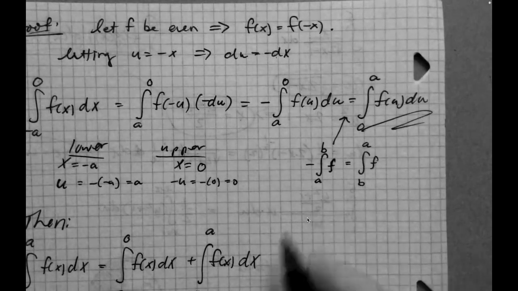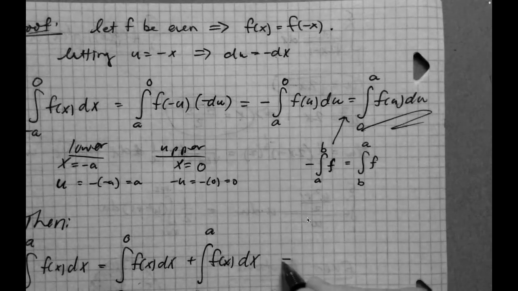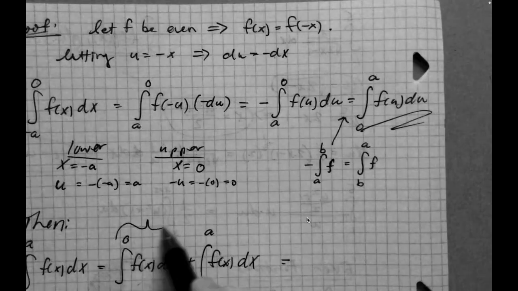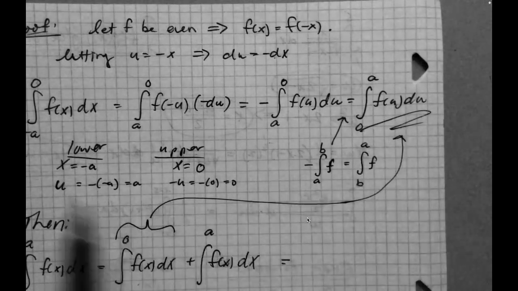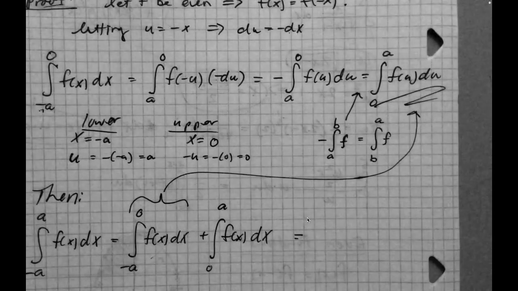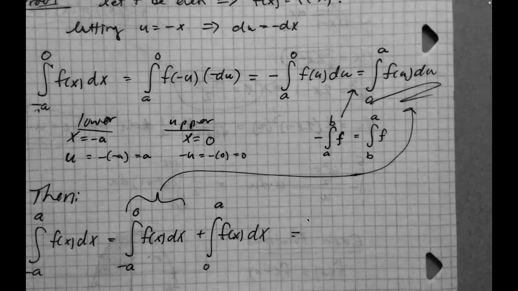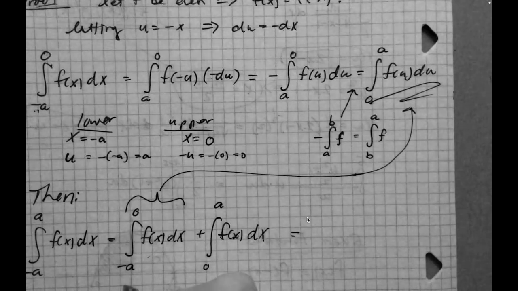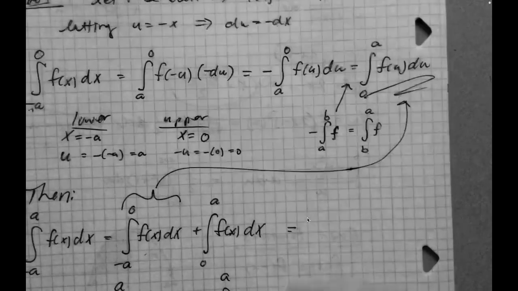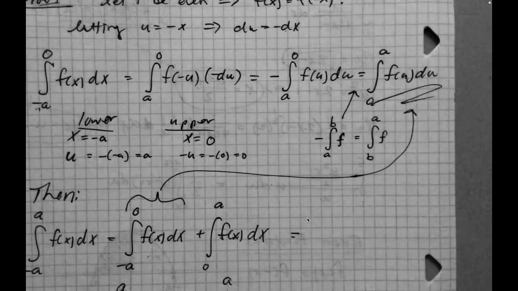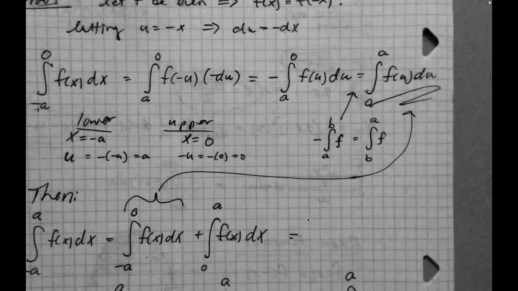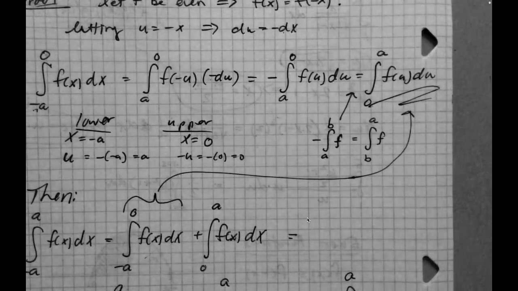And this one down here, right, we just saw that this piece here is right there. So negative a up to 0 is the same as this. And so basically I can substitute that in. 0 up to a of f of x dx plus 0 up to a of f of x dx, and obviously that's equal to twice 0 up to a of f of x dx.